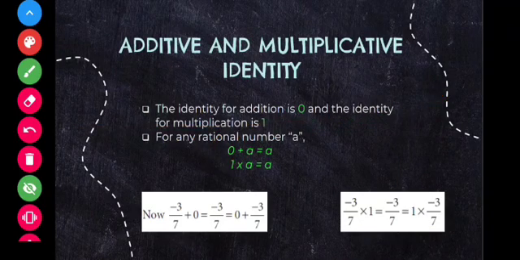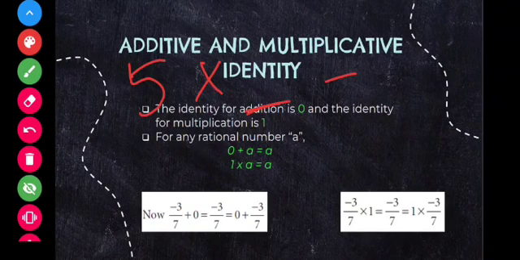Same goes for multiplication. You have 5, you have to multiply this number with some number so that you get 5 again. What will you do here? You cannot multiply with 0, since 5 into 0 will give you 0 again. So what you can do here, you can take 1 here. 5 into 1 will give you 5.